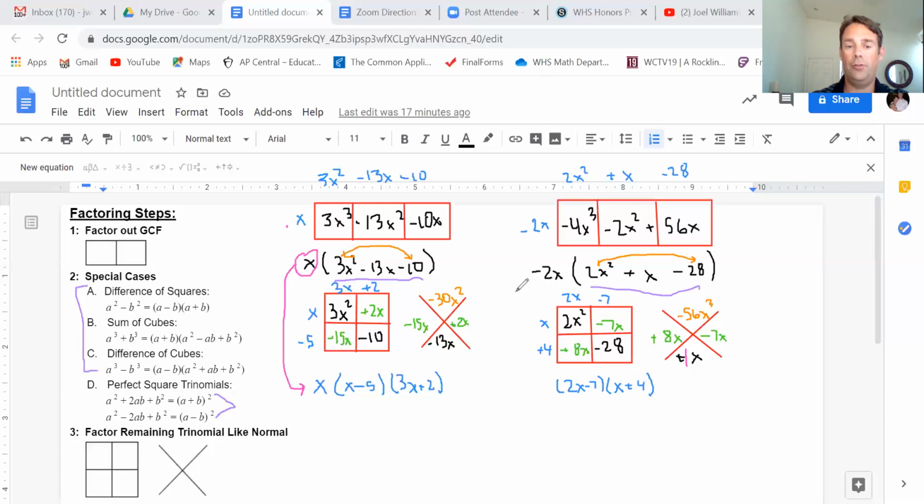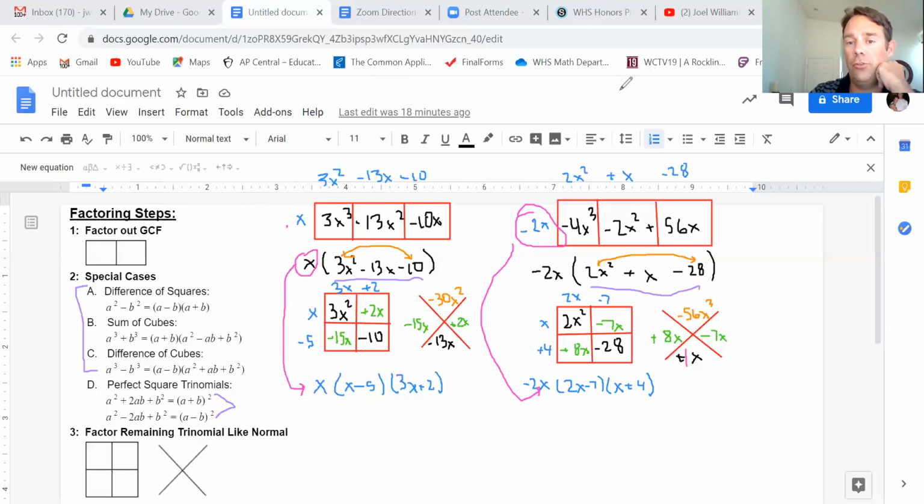And then last and certainly least, make sure that we always bring down that negative, whatever we factored out of that greatest common factor, that comes with us. So in this case, that'd be a negative 2x. All right, so that's what our trinomials look like. And again, not all the time are we going to be able to factor out a greatest common factor. And if we don't, we just skip that. We just move on down.